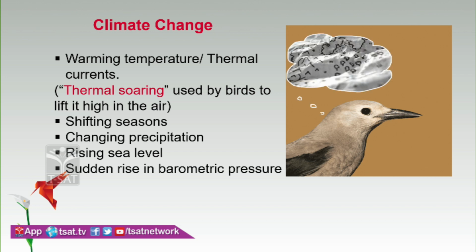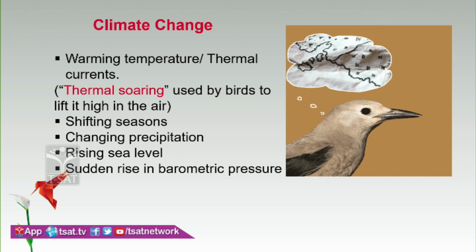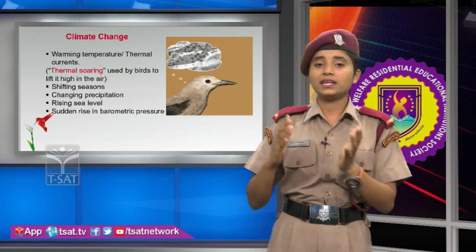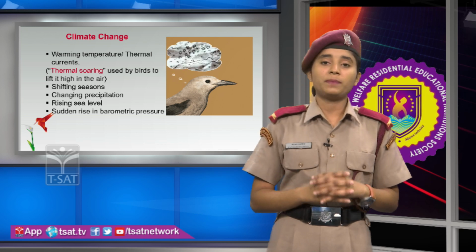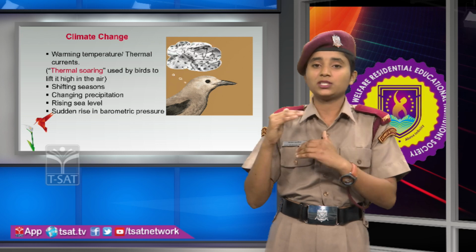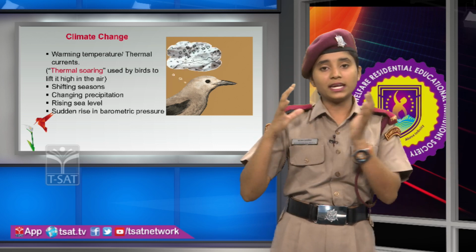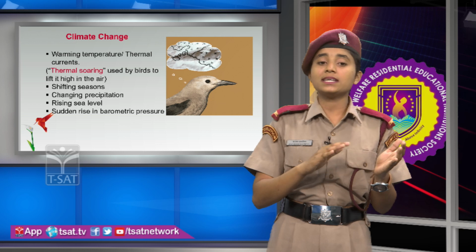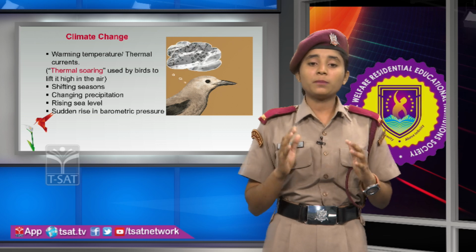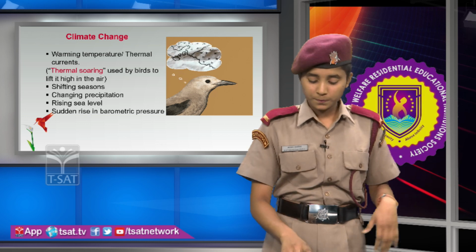Next, climatic changes. Warming of temperature. Due to global warming, the temperature of the atmosphere has been increasing day by day. Shifting of seasons. As we can see, the variation of seasons like summer, winter, rainy, autumn, etc. And changing of precipitation. As we don't have a constant rainfall percentage, there will be some fluctuations in the percentage of humidity. Rising of sea level. The water at last drains into the seas, oceans, etc. So by this, the sea level has been increasing day by day. Sudden rise in barometric pressure. Barometric pressure is the pressure exerted by our atmosphere, which depends upon the weight of air.